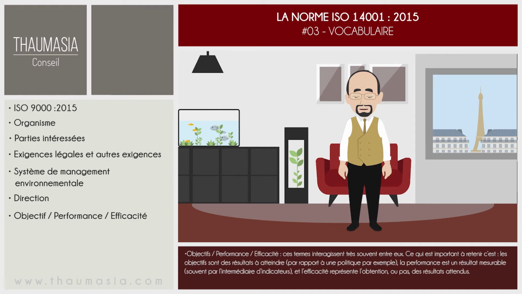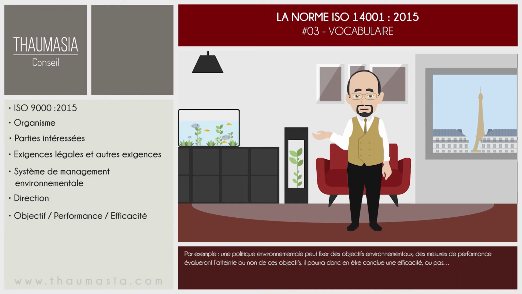Objectives, performance, effectiveness. These terms very often interact with each other. What is important to remember is, objectives are results to be achieved, in relation to a policy, for example. Performance is a measurable result, often through indicators, and effectiveness represents the achievement or not of the expected results. For example, an environmental policy may set environmental objectives, performance measures will assess whether or not these objectives are being met, so effectiveness may or may not be concluded.